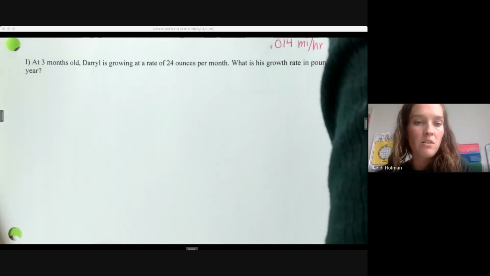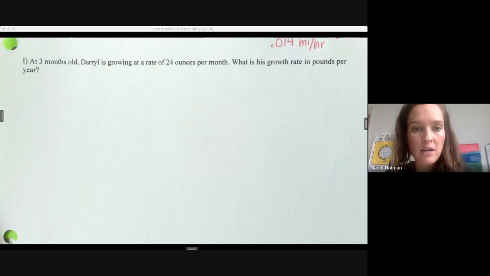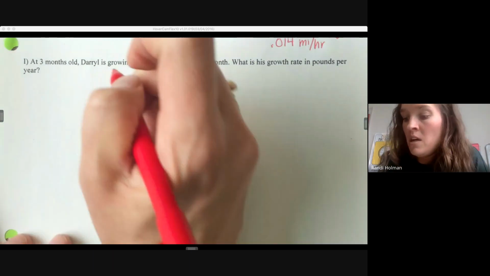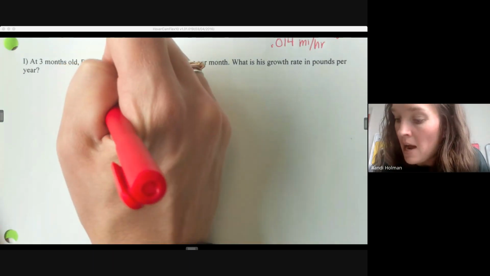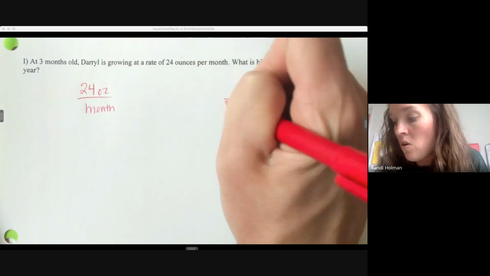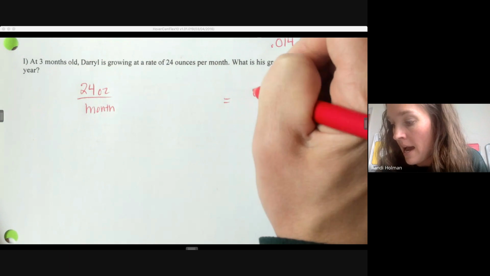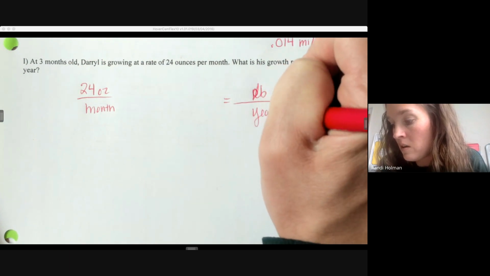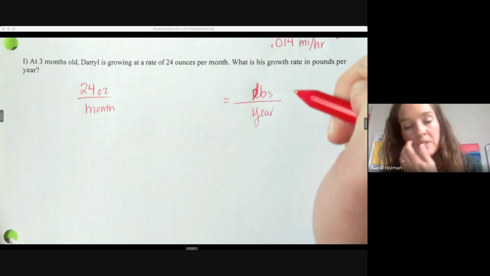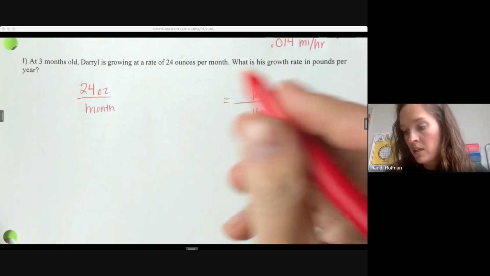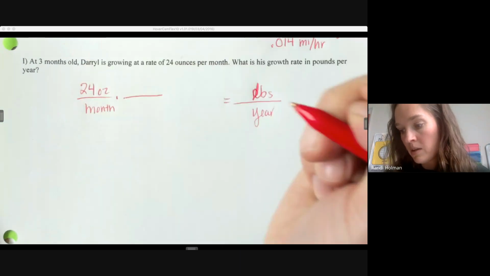Let's go back to Daryl. Daryl's growing at a rate of 24 ounces per month. What is his growth rate in pounds per year? So we know he's growing 24 ounces per month. Our goal is pounds per year. So we need to get ounces to pounds and months to year. You decide what you want to start with.